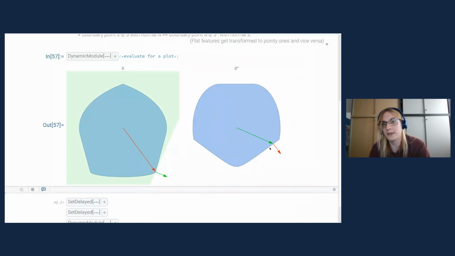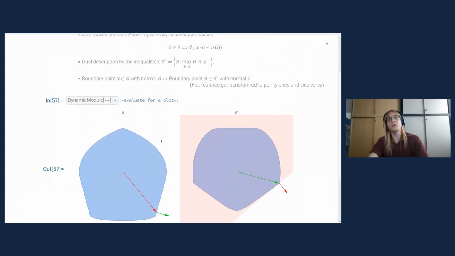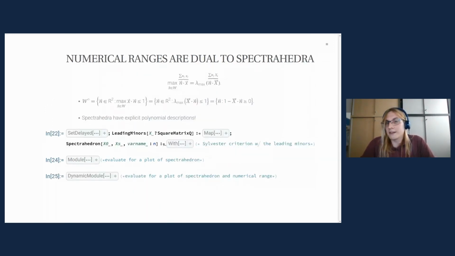If we start from this set and try to work out its dual, we'll get the same set, the original set, and also the normals in this set get mapped to points on this set and vice versa. So what does it give us in terms of numerical ranges is that we exactly know the linear inequalities the numerical range has to fulfill. Simply from this observation we had before, which we used to visualize the numerical range, that the maximum of such a linear function over all of the points of the numerical range is just a maximum eigenvalue.